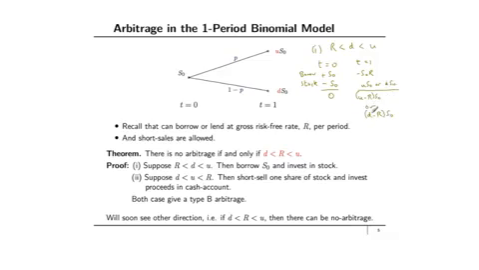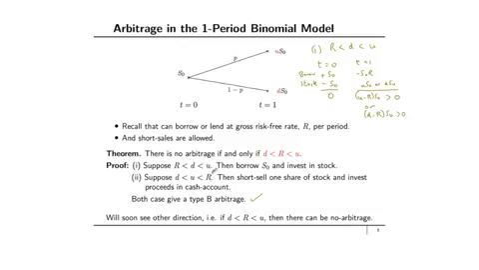But by assumption, D is greater than R and U is greater than R, so this component is positive and this component is positive. So regardless of whether the stock went up or not, we're going to have made money at time t equals 1. And that is an example of a type B arbitrage. Okay, so that's case 1. How about case 2? Well, we could do something very similar.